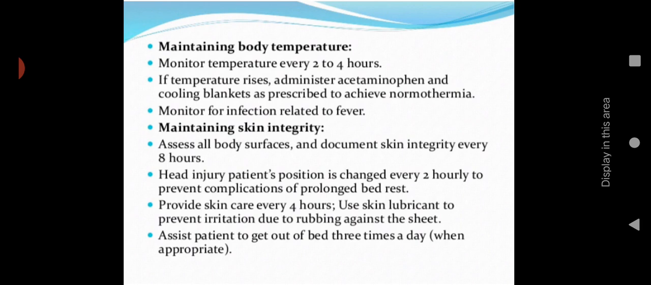Then maintaining skin integrity, assess all body surfaces and document skin integrity every 8 hours. You have to check for any chances of pressure ulcer or bed sores or any dryness, that we have to assess and also document. Then head injury patient position is changed every 2 hourly to prevent complication of prolonged bed rest. So always we have to change the position every 2 hourly.